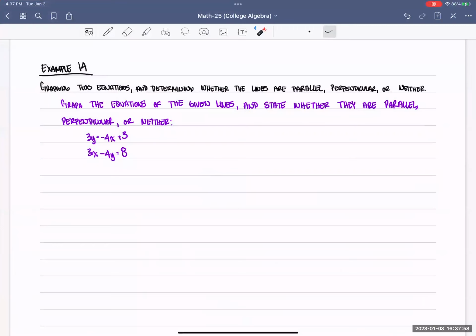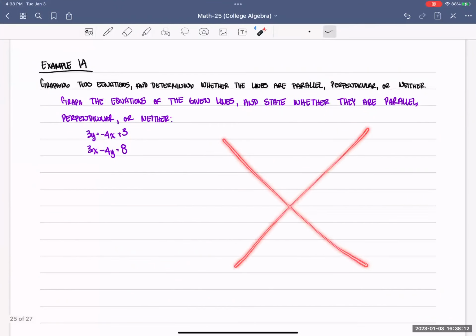It's not parallel, because parallel lines have the exact same slope, just in different areas. And perpendicular lines intersect and create a 90-degree angle for each of those angles. At this point, it kind of looks like it could be perpendicular. So it's either going to be perpendicular or neither.